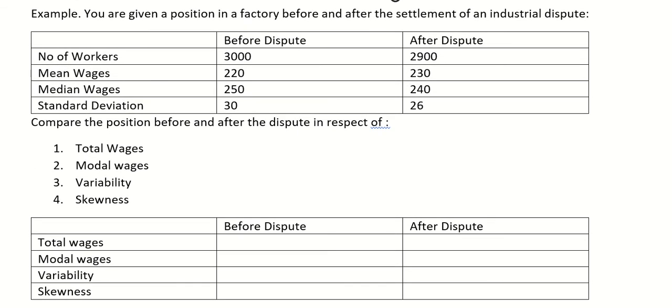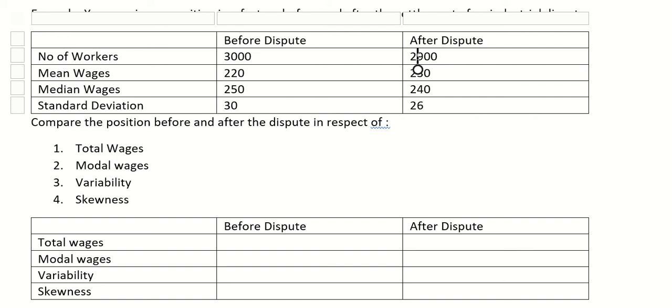So the third question here says that you are given a position in a factory before and after the settlement of an industrial dispute. So this factory has gone through certain dispute from the labor, and because of which they had to change certain things. So we have to see the impact of certain things on companies, wage payment strategy, how they are paying now. So number of workers before the dispute was 3000, and after the dispute they reduced the number of workers to 2900. Then mean wages earlier were 220 and now their mean wages is 230.